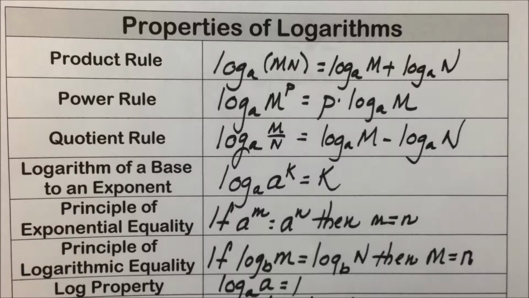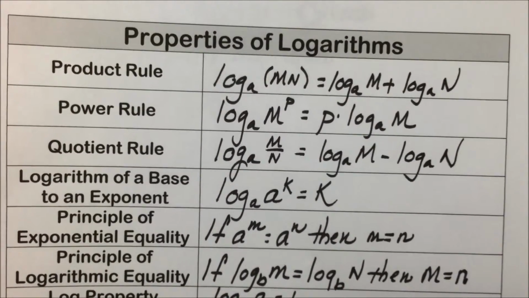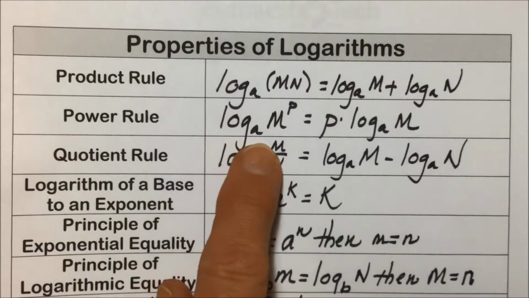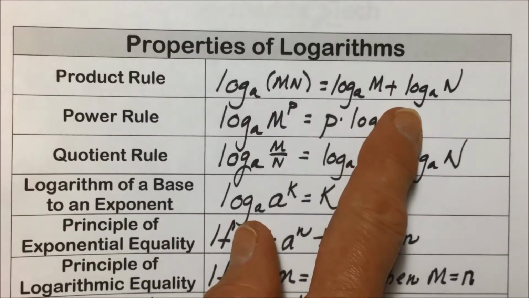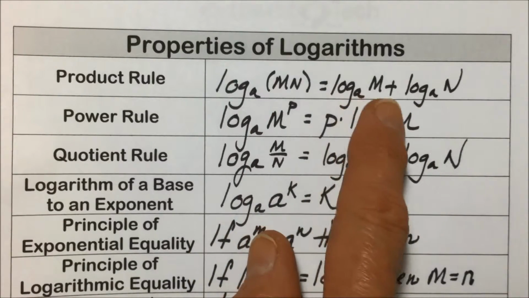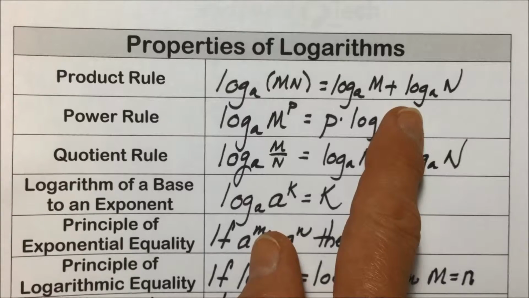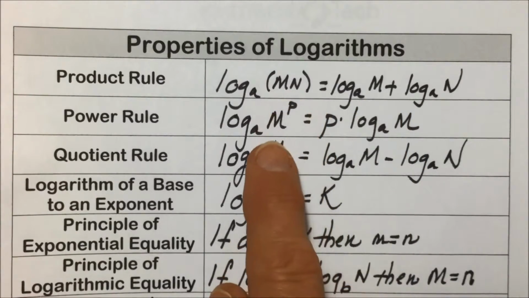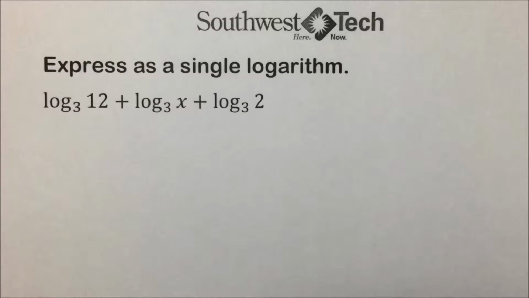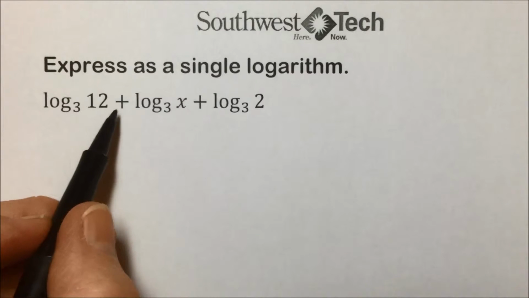Looking at the properties of logarithms, these product, quotient, and power rules not only go this direction to separate them from a multiplication into an addition, we can also go the other way. If we have a sum of logs, provided it's the same base, we can express it as a single logarithm. And that's what this section is dealing with. They're asking us to express the following as a single logarithm. So we'll go the opposite direction as we were doing before.